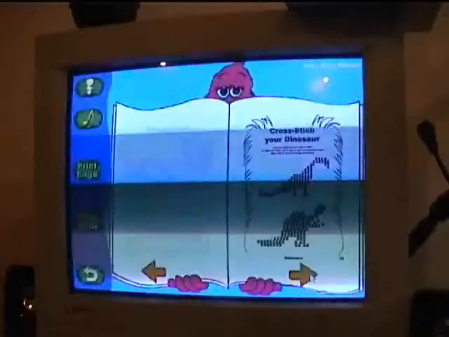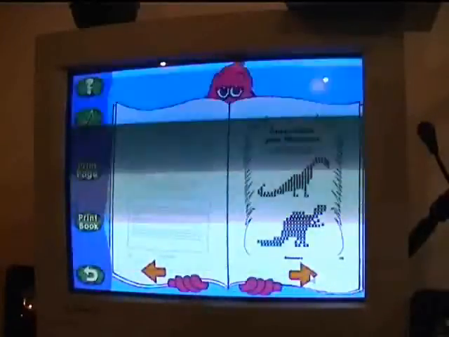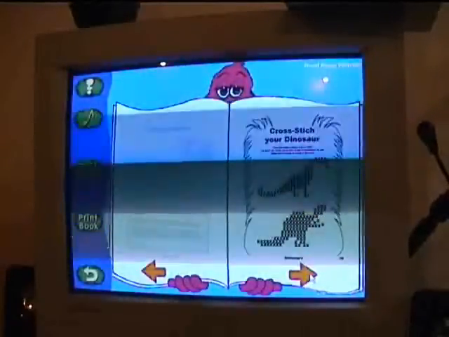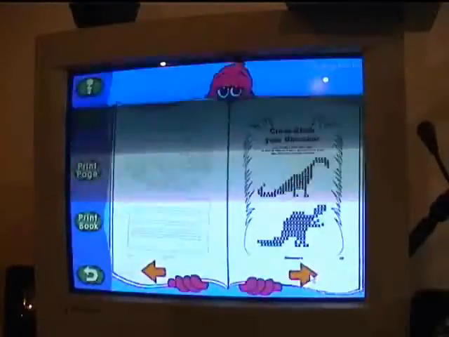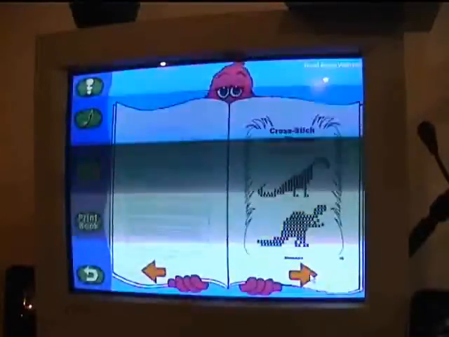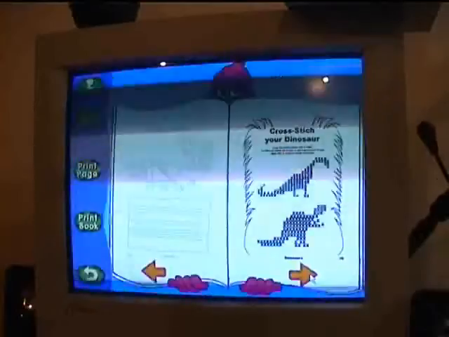Page 19. Cross-stitch your dinosaur. Copy the pattern below onto a t-shirt. An adult can teach you to sew or use a permanent ink pen. Make little X marks to create a dinosaur.